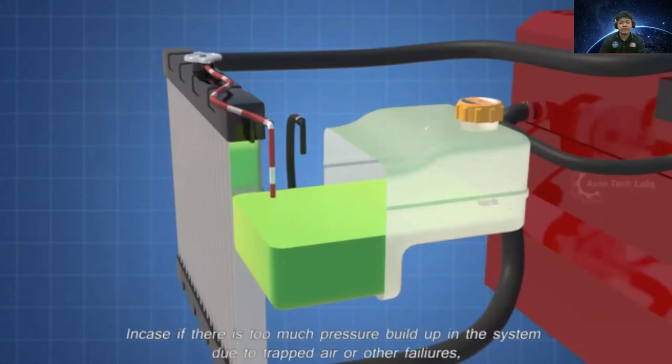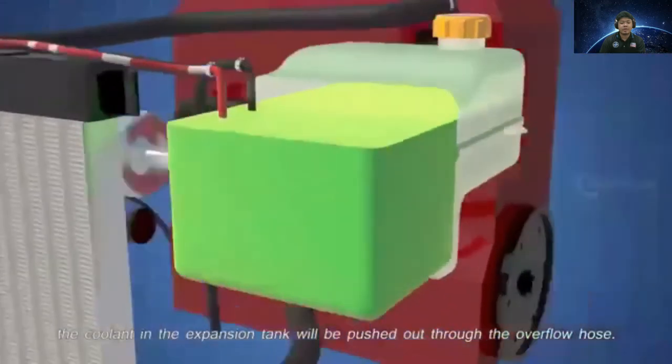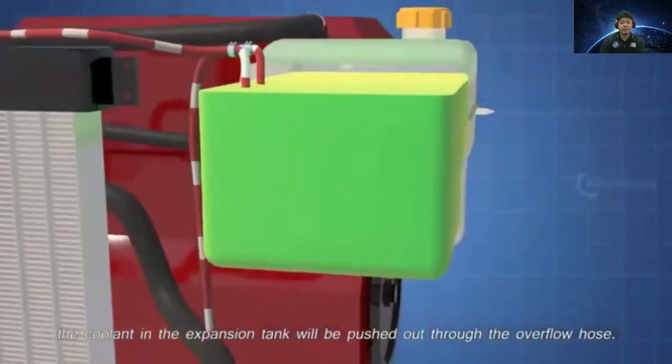In case there is too much pressure built up in the system due to trapped air or failures, the coolant in the expansion tank will be pushed out through the overflow hose.